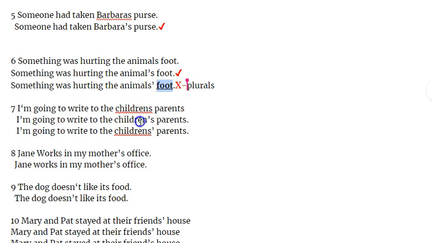Yes, I see. But when you're talking about more than one foot, it should be feet. So if you're talking about the plural form of animals, it should be animals' feet. Okay?